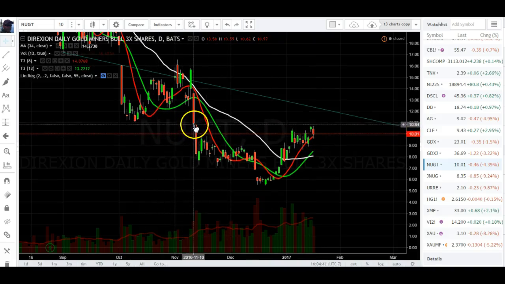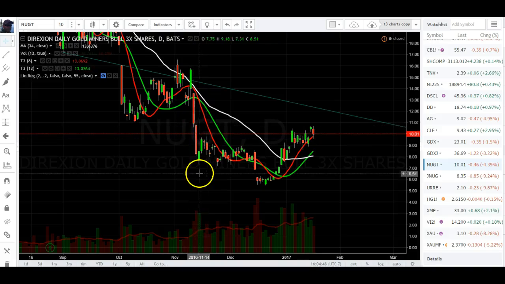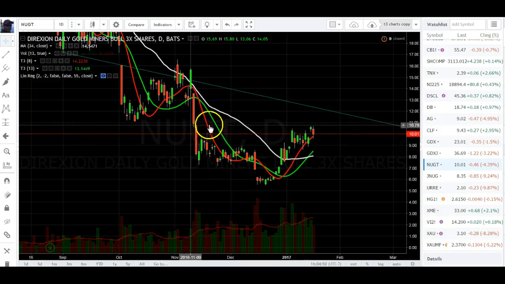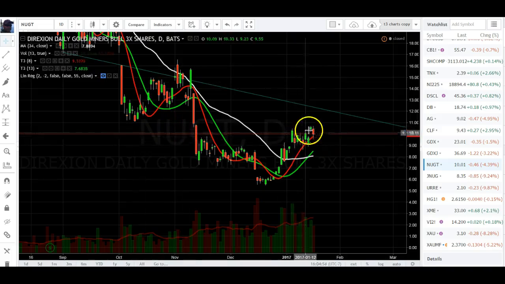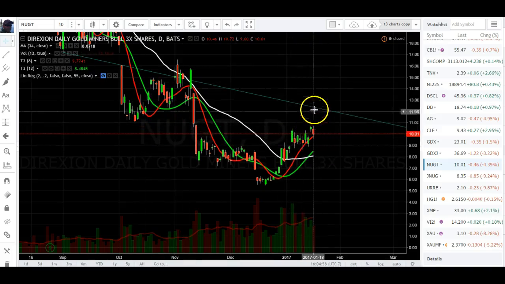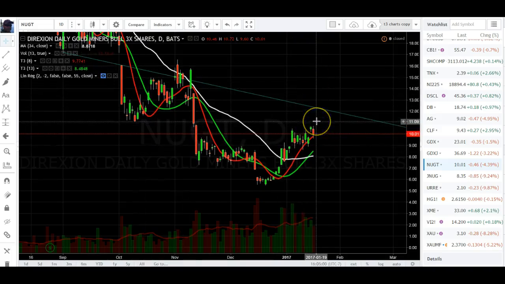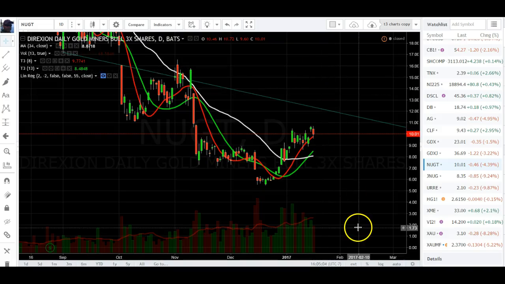We got a balance point resistance, or meeting line resistance, right where it should be, and previous lows right after that. So I think a break here could carry us into the previous range, which is between 11 and, let's call it, 16.